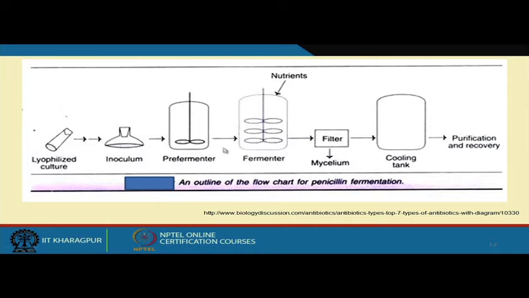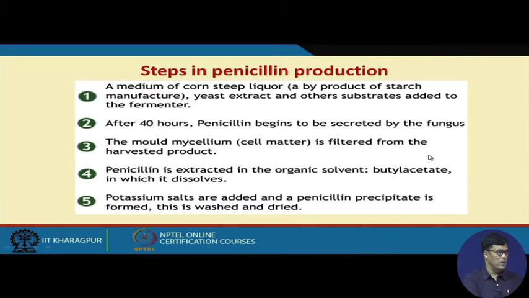This is what we call pre-fermentation. Here we produce the vegetative cells, and these vegetative cells you put in the production fermenter. After the production fermenter, first you pass through the filter, meaning the rotary vacuum filter, which I already explained. Since the fungal size is quite big, a couple of millimeters, it can be easily separated with the help of the rotary vacuum filter, where you get the mycelium, and this mycelia can be used for the production of rough quality paper. Then you put it in the cold tank, and then to the purification and recovery process. These are the steps involved in penicillin production.